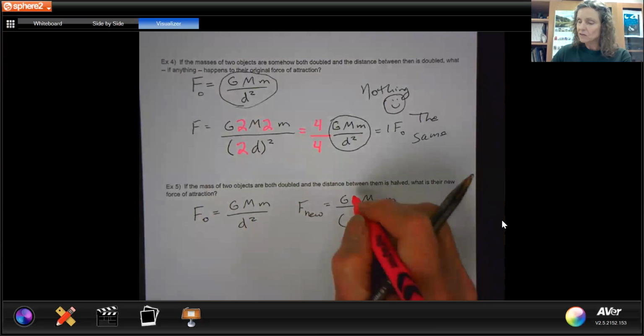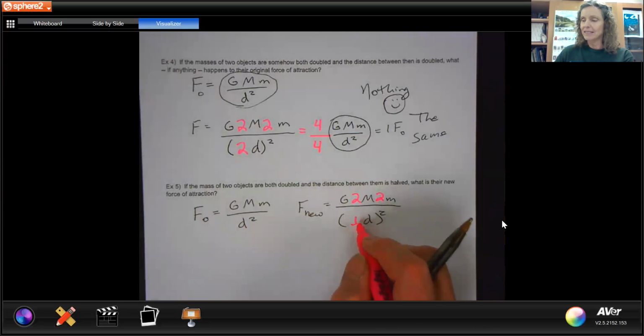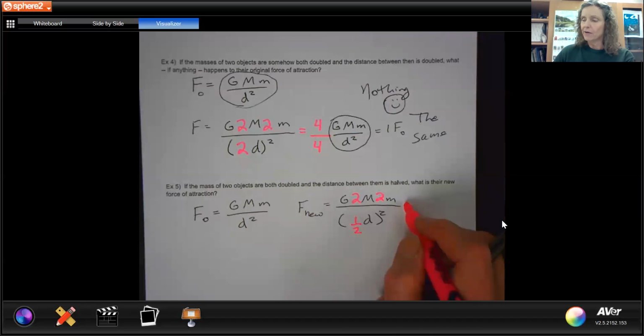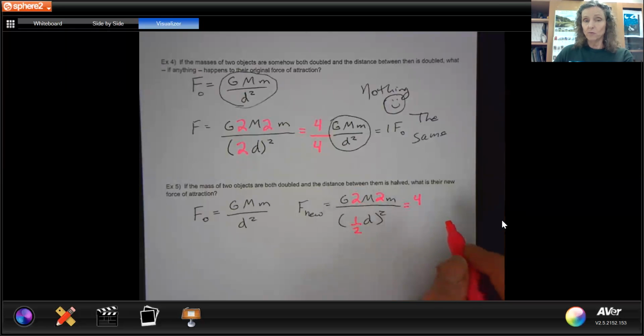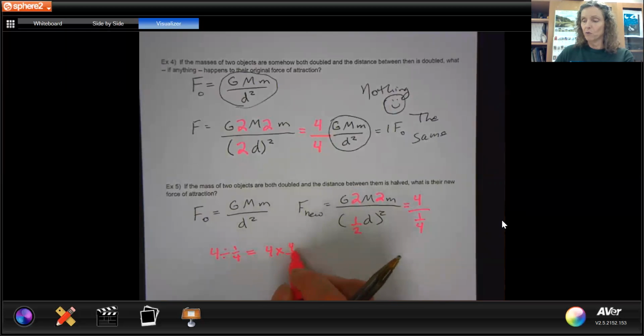Okay, the masses are both doubled. And the distance between them is halved. That means cut in half. That's D over 2, or 1/2 D. So what do we have in the numerator now? 2 times 2 is 4. What do we have in the denominator now? 1/4. Does that cancel out? 4 divided by 1/4 is the same thing as 4 times 4 over 1.